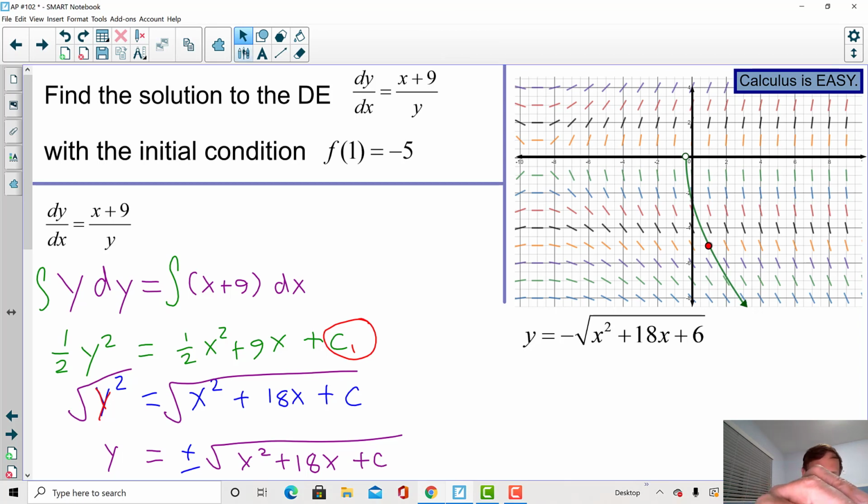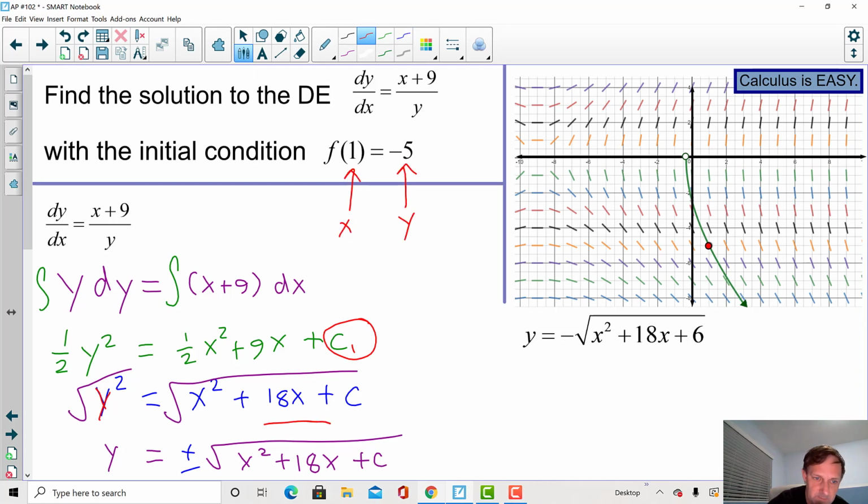I'm going to use my point to decide between the plus or minus. When I plug in an x value of 1, I need to get a y value that's negative. And since this square root is a function, that square root will always be positive. So the only way to get a negative is to choose the negative right here. There we go. And last step is just to solve for our plus c over here.